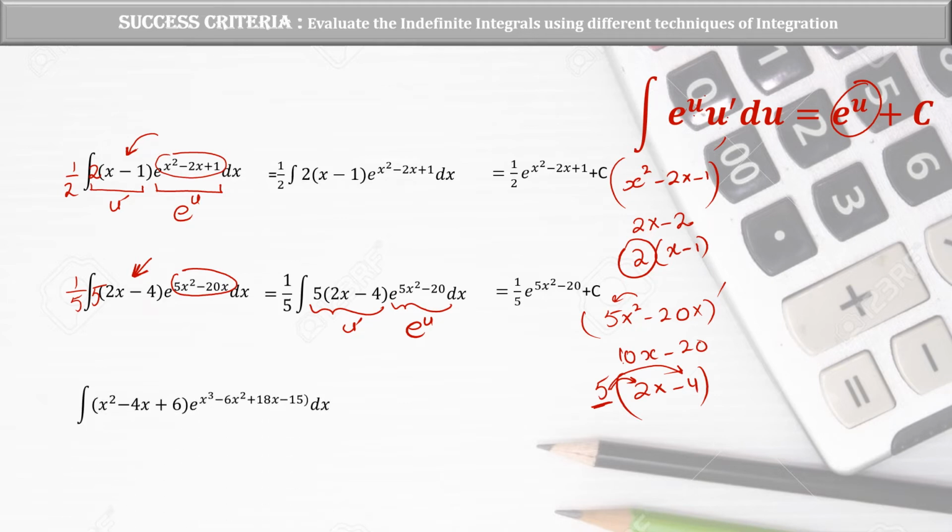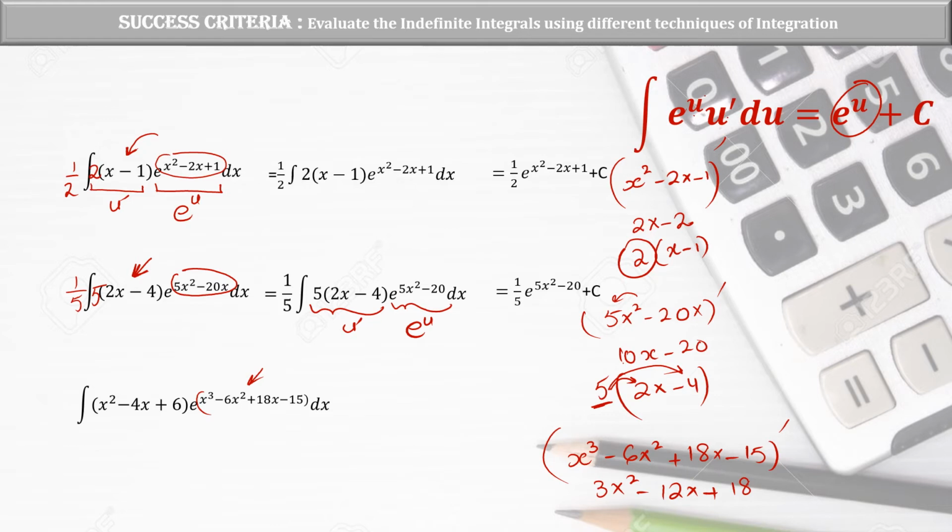Okay. Now let's see one more question. Again, focus on the function which is written as an exponent, that is x cube minus 6x square plus 18x minus 15. Take the derivative. So you will get 3x square minus 6 times 2, 12x plus 18. Derivative of 15 is 0.